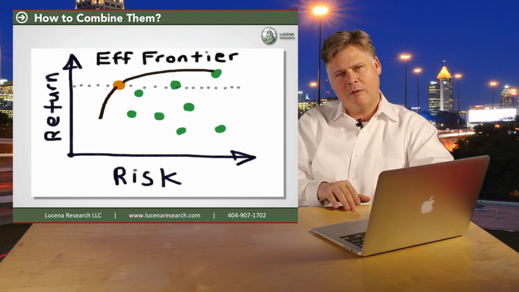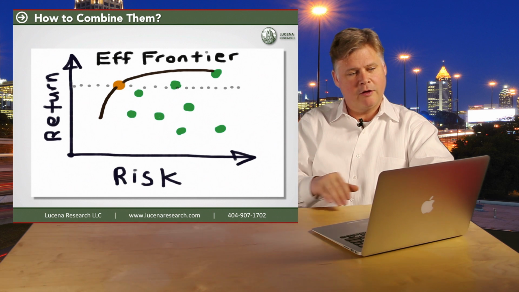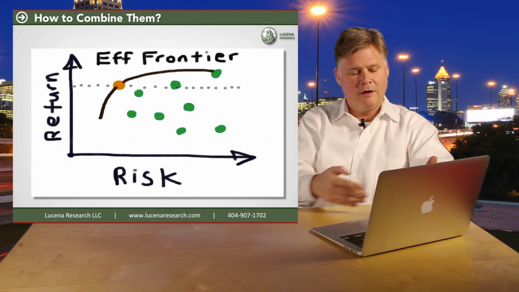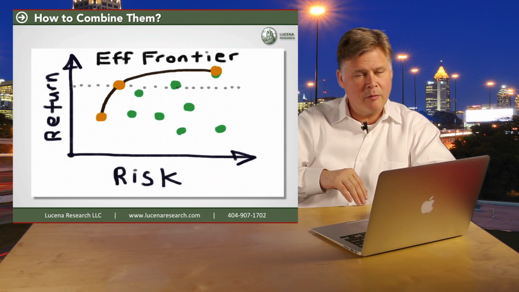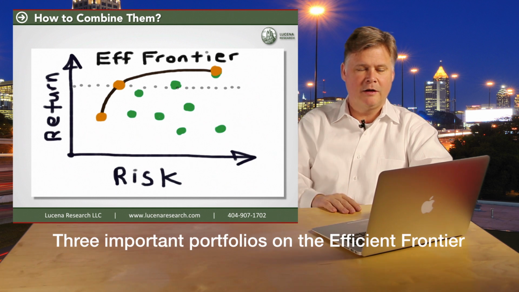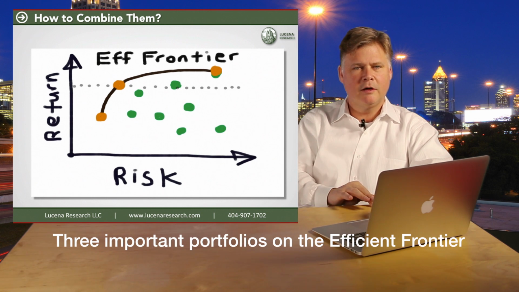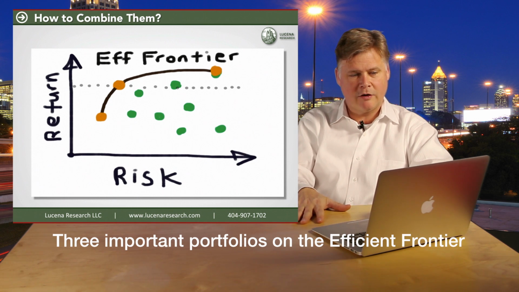So this line represents essentially an infinite number of different portfolios, and each one is a different target return. That one portfolio we discovered is just one of them, but there's a continuum along that line. Now there's three very important portfolios along that line that we provide access to in Quant Desk.